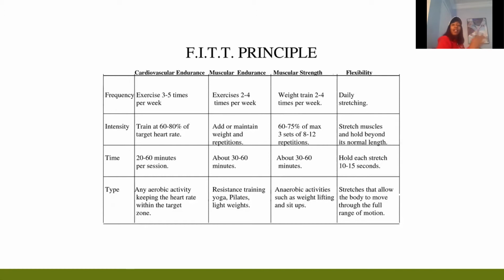So come on, let's make it easy. 1 rep max is 100 pounds. 60 to 75% of that is 60 pounds, 75 pounds. We're doing 3 sets between 8 to 12. Sometimes for your last set, it's good to max out. About 30 to 60 minutes, that's our time. And the type: anaerobic activities such as weightlifting and sit-ups, push-ups, those are muscular strength activities as well as muscular endurance activities. And flexibility, daily stretching.